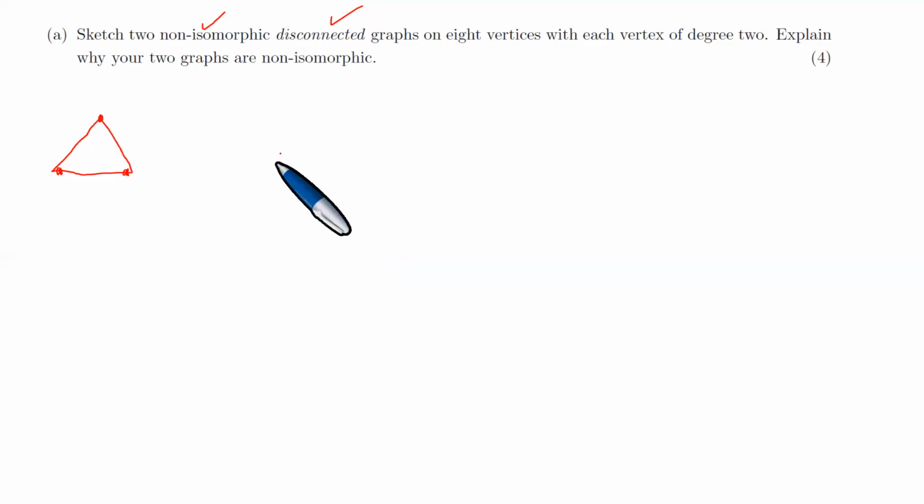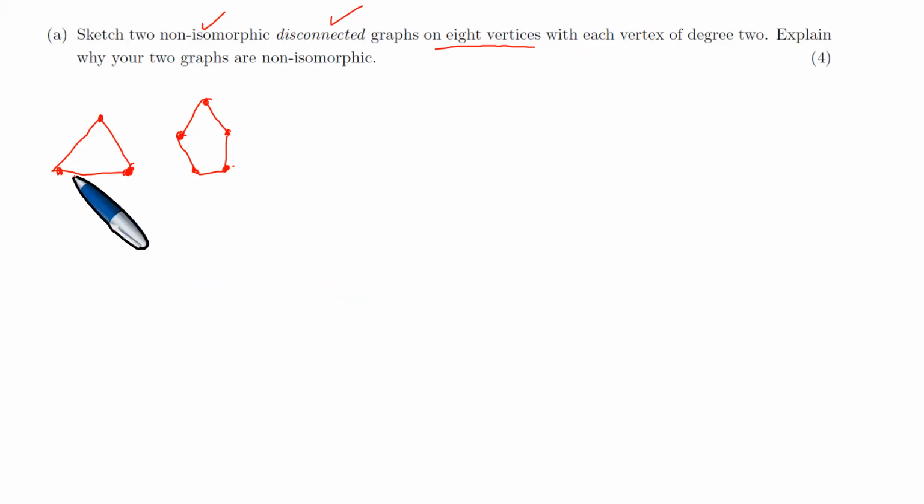Vertices of degree three. Okay, this one is K3, the complete graph on three vertices. But we need eight vertices, so we can do five more, because the graph must be disconnected. Disconnected means that the graph must be two pieces, or three pieces of graphs. But we just need the graphs to be on eight vertices.